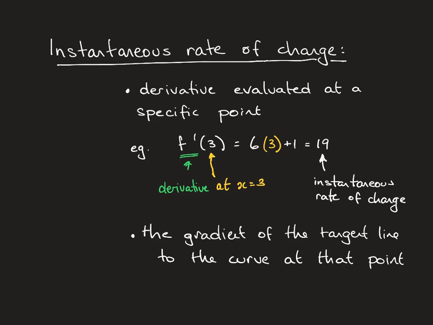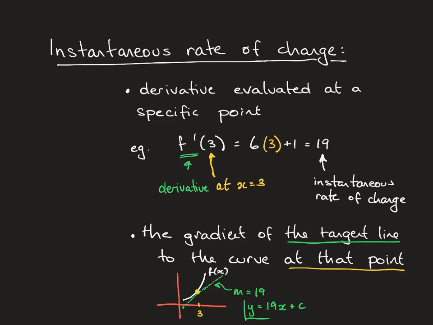The instantaneous rate of change is also the gradient of the tangent line to the curve at that particular point. So at the point x is equal to 3, on the graph, the tangent line has a gradient of 19. So the equation of the tangent will be something like y is equal to 19x plus some constant c. And you could work out that c by substituting in the x, y values for the point on the tangent, which is also the point on the line.